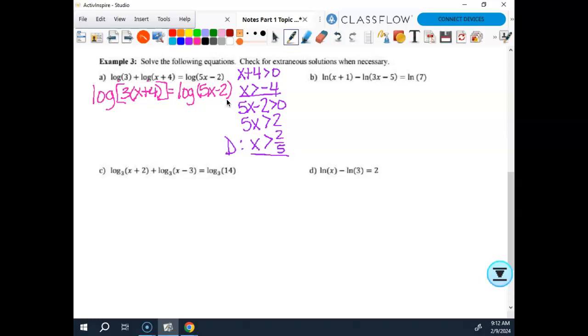So now I have one log on each side. They're both isolated. They both have the same base. So this is like log of x equals log of y. So I can just let x equal y, which means this part equals this part. When I take this left side out, I'm going to go ahead and distribute. So this gives me 3x plus 12 equals 5x minus 2. So 14 equals 2x. x equals 7.